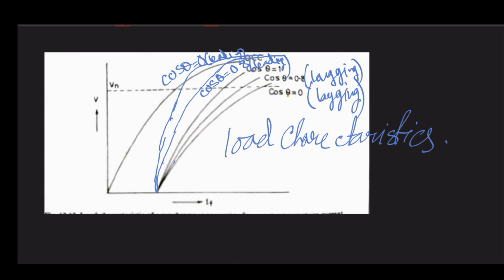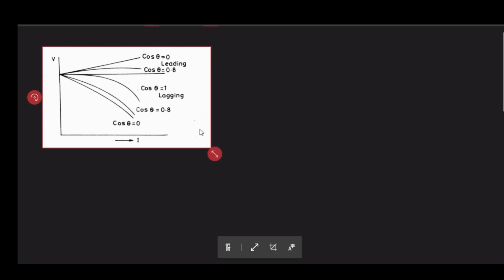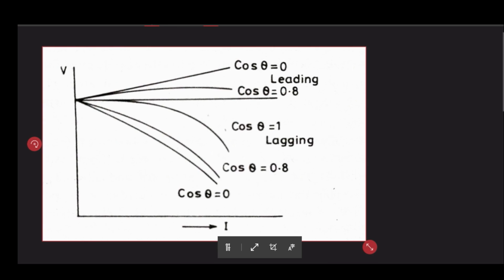Now, what we can have is what is called external characteristics. In external characteristics, we represent V as a function of load current I for a constant power factor and constant field current, right? So we have constant power factor and constant field current, but the load is varying, right?